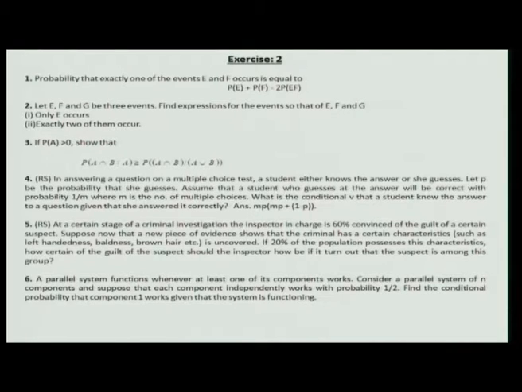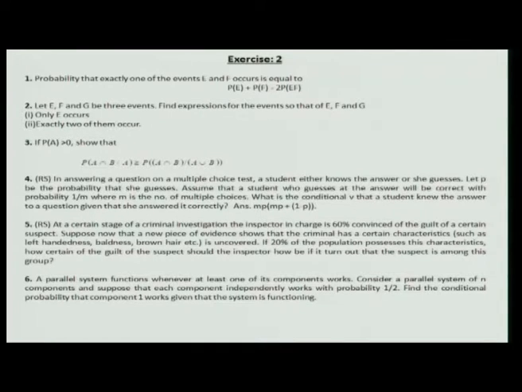Now, problem 4 is from Sheldon Ross. In answering a question on a multiple choice test, where you have more than one choice and you have to tick the right one, a student either knows the answer or she guesses. Let p be the probability that she guesses. Assume that a student who guesses at the answer will be correct with probability 1 by m, where m is the number of multiple choices, because if she is guessing, she does not know. So, any one of the m choices is equally likely, and the probability is 1 by m.